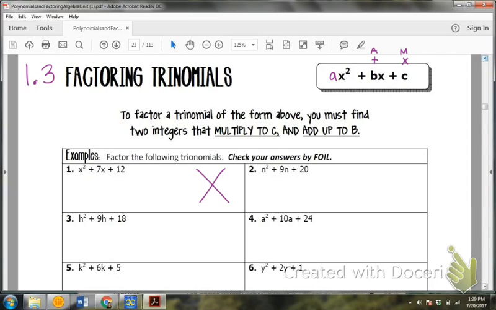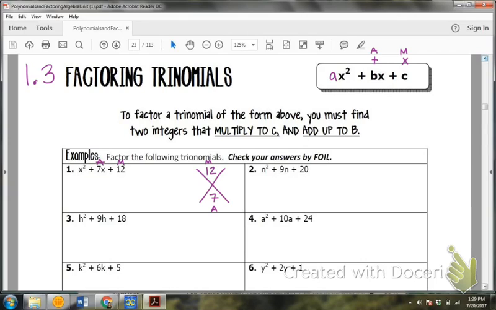So our B value is 7, right? That's the one that's in the middle. And our C value is 12. So we want to know what two numbers are going to multiply to get 12, but add to get 7. So they multiply to get 12. So we're going to put the 12 on the top of the X, and I'm going to put an M up here for multiply. Okay? And then I'm going to put a 7 on the bottom of the X, and I'm going to put an A down there, meaning they have to add to get 7.